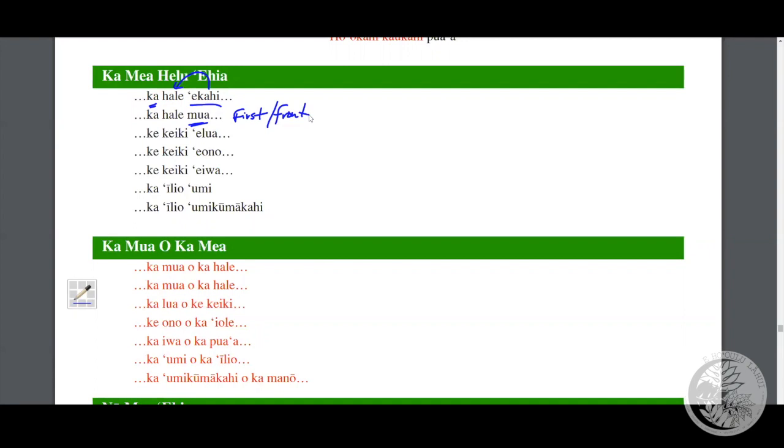And instead of using the word ekahi as a number, I can use the word mua. And mua, of course, means front or first. Now we know I'm only talking about one house also, kahale mua, the first house. And from then on, just like the numbers, remember, they still take on that A. Kekeki elua, the second child. Kekeki, talking about one. Kekeki elua, kekeki ekolu, kekeki eha, kekeki elima, and so forth.